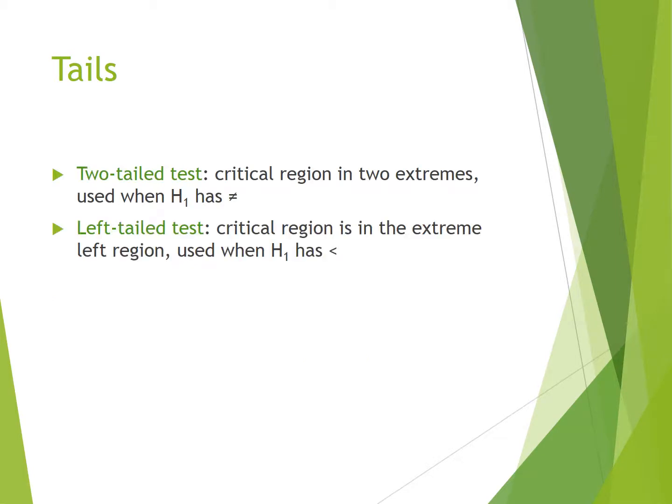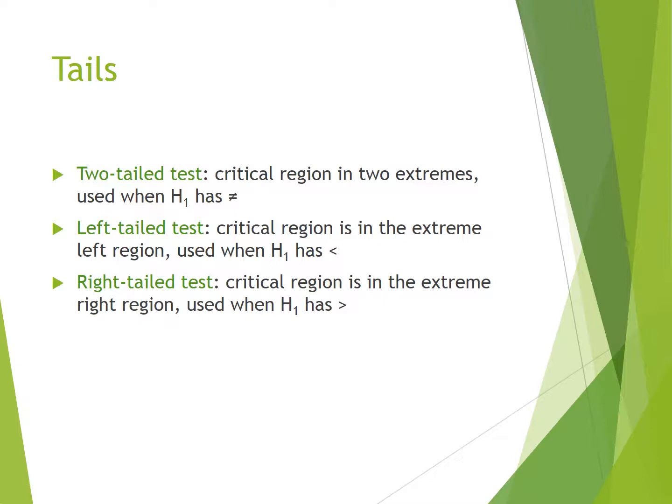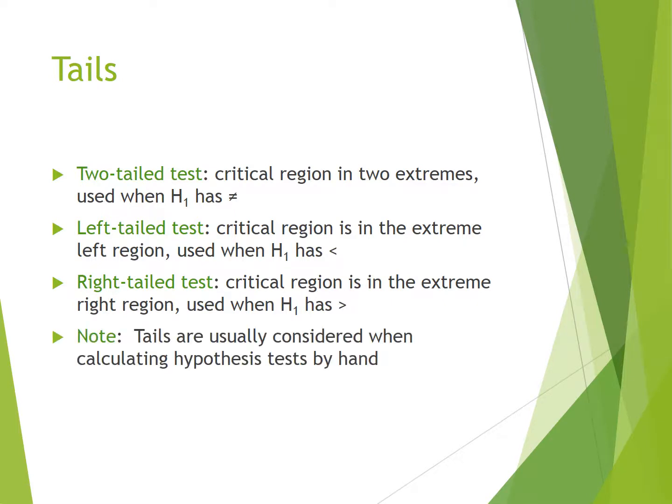Okay, now we have the tails, and we can have three types of tests. We have a two-tailed test. That's when the alternative hypothesis includes the not equal to symbol. A left-tail test, when the alternative hypothesis has the strictly less than symbol. And a right-tail test, when the alternative hypothesis uses the greater than symbol. So two-tailed is not equal to, left-tail is when the alternative is less than, and the right-tail is when the alternative is greater than. Note, tails are usually considered when calculating hypothesis tests by hand.